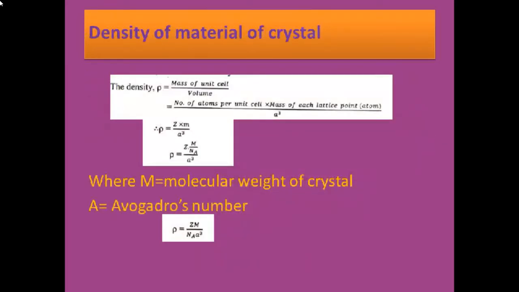Now we will quickly see the density of the material. Density is calculated by rho is equal to mass of unit cell divided by volume. That is the number of atoms per unit cell times the mass of each lattice point atom divided by a cube. Rho is equal to z m upon a cube. Rho is equal to z m upon Na a cube, where m is the molecular weight of the crystal and Na is Avogadro's number. Remember this formula. They can ask you to find a numerical based on this.